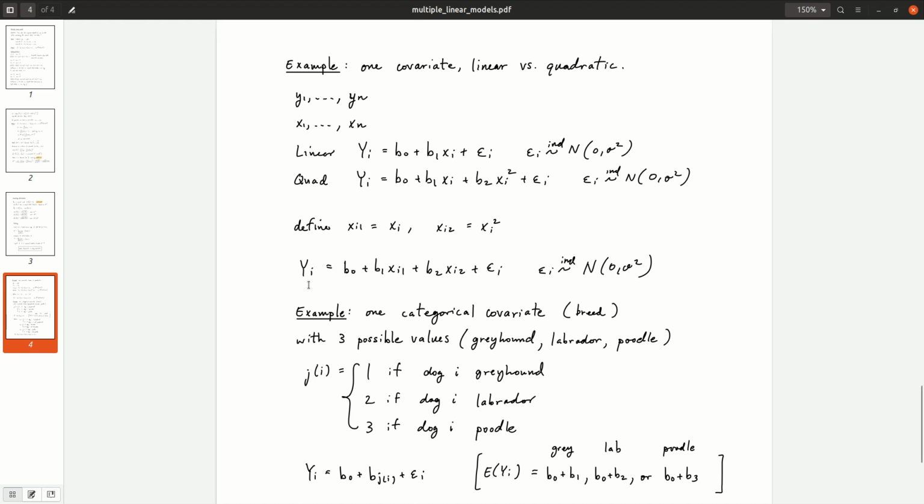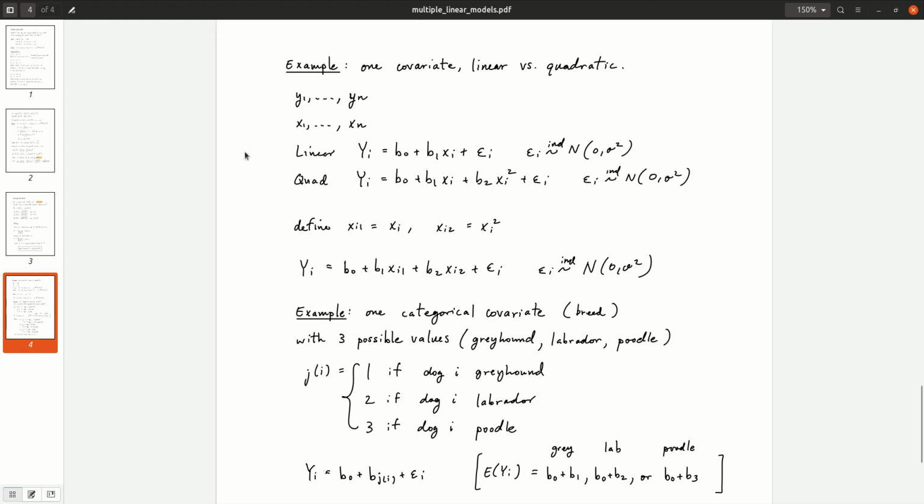So we can write this as yi is b0 plus b1 xi1 plus b2 xi2 plus epsilon i. Here xi1 is just this xi, the covariate value itself, the raw value. And xi2 is this value, the square of the covariate. And then, of course, we have the error as well.